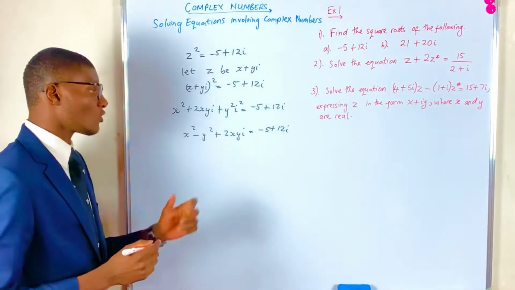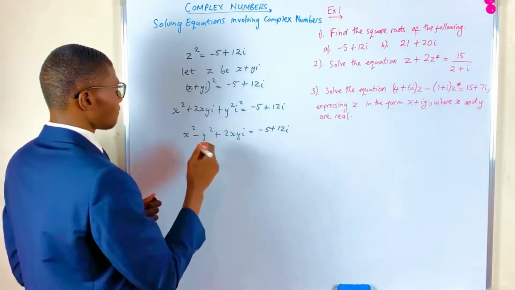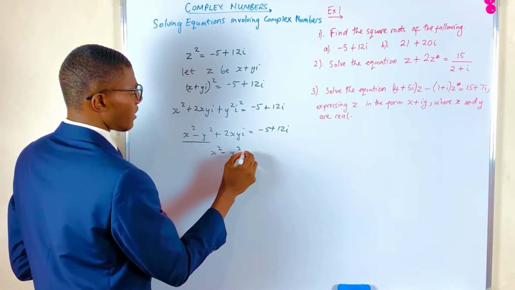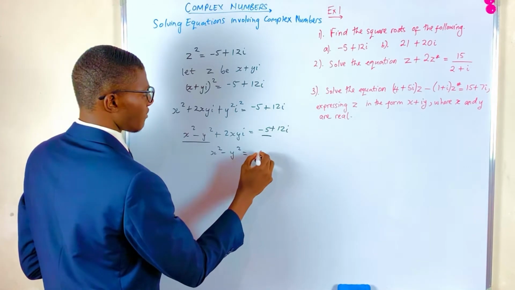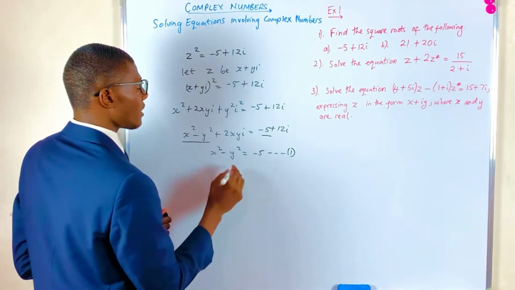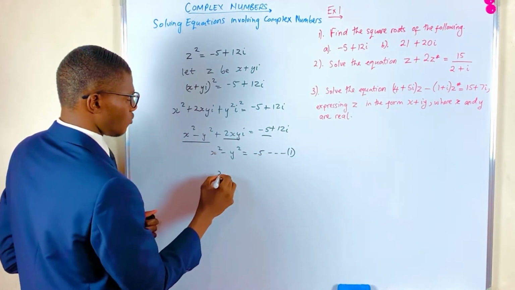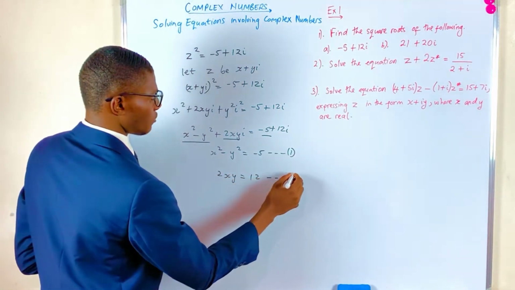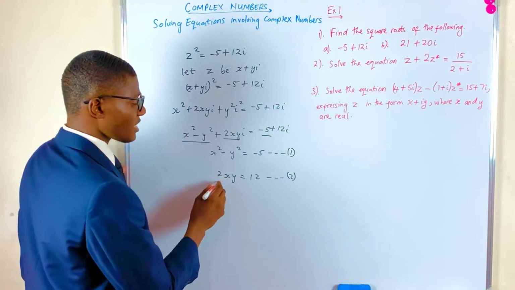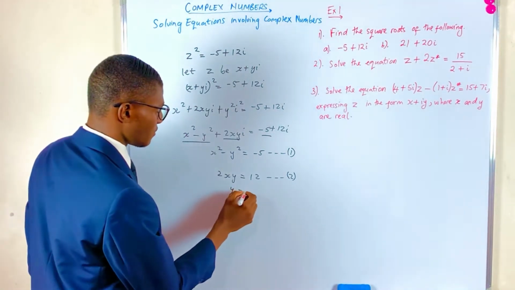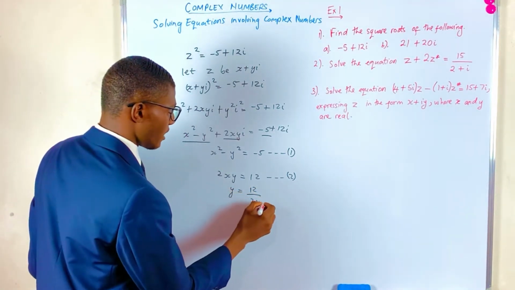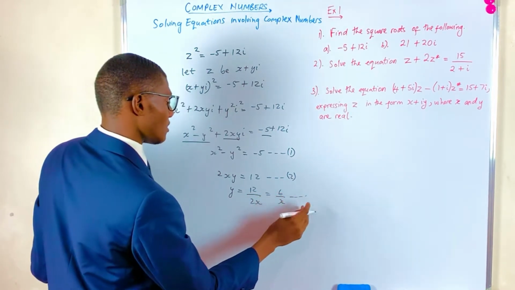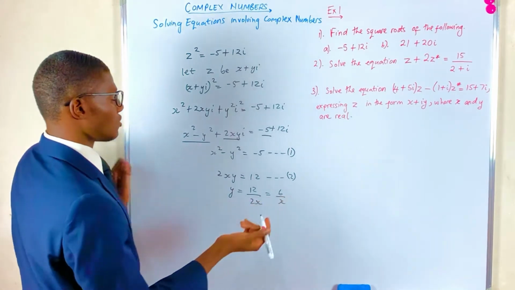So now we shall compare the real parts, right? x squared minus y squared is equal to minus 5. This is equation 1. Then comparing the imaginary parts, 2xy is equal to 12, which is equation 2. So if we divide both sides by 2x, y is equal to 12 over 2x, which is 6 over x.